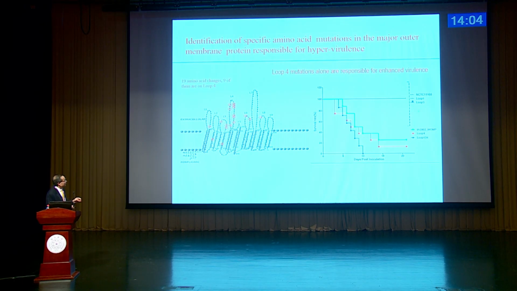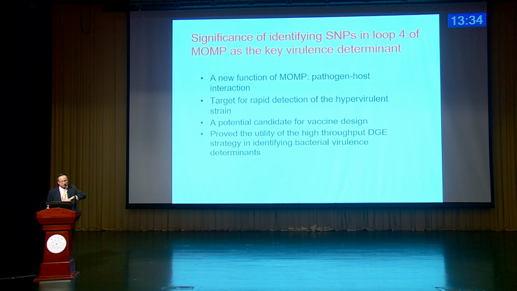After we made these mutations, we did animal challenge studies using guinea pig as a model. To make the long story short, we found only loop 4 mutations, and there are 9 amino acid changes here. Only these amino acid changes are required for virulence. The others are not necessary. So that allowed us to nail down the specific amino acid changes related to the virulence gain.